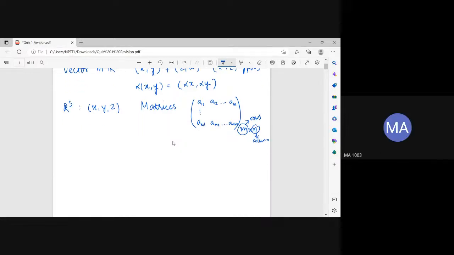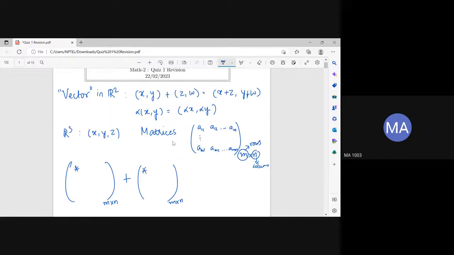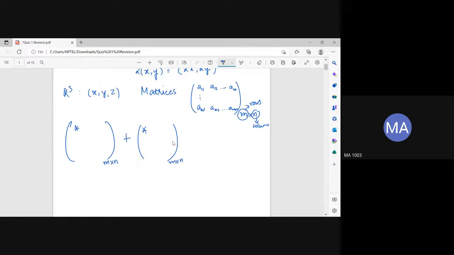Since we are putting vectors as columns or rows, how do you add two matrices? Component-wise. The corresponding entries are being added. And you can add two matrices only if they are of the same order. Because you can add two vectors only if they belong to the same vector space, in the sense that R2 or R3, only if they have the same number of components. Similarly, you can add two matrices only if they are of the same order.